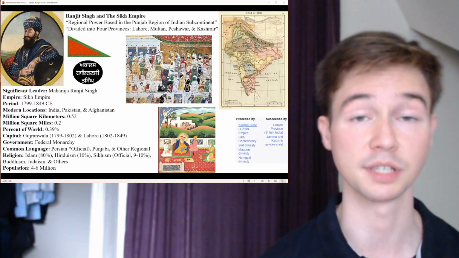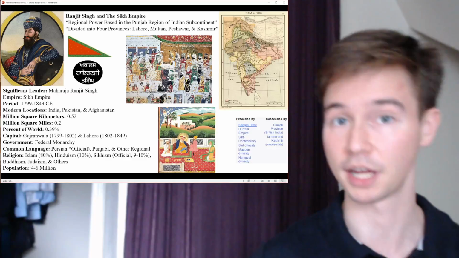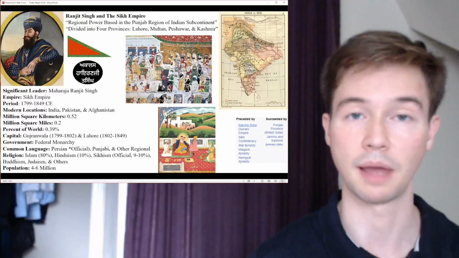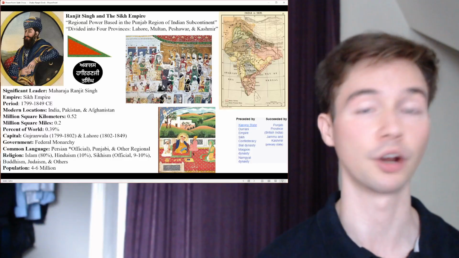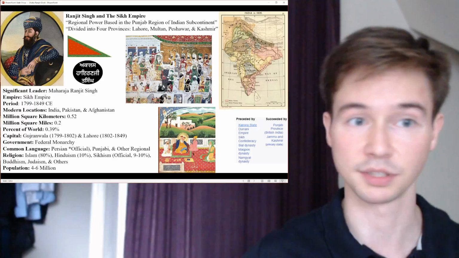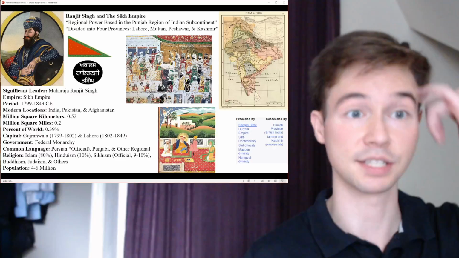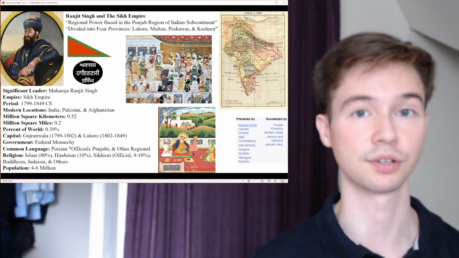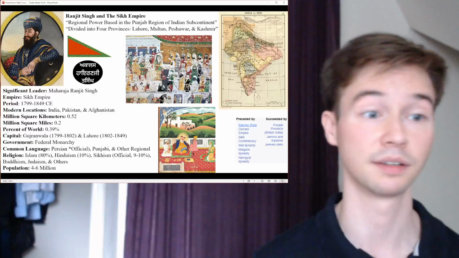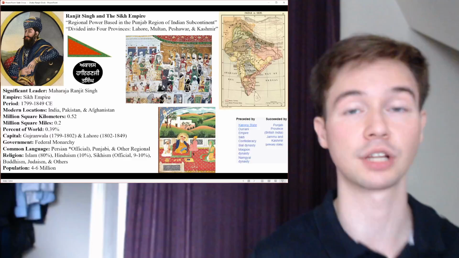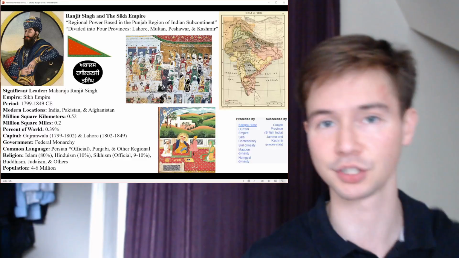Million square kilometers would be 0.52, so smaller than our average largest empire, but we only cover the largest empires, and once again Athens and Sparta were 0.01, so this is much, much larger, although perhaps less discussed, at least in Western educational systems, but nonetheless much, much larger. Million square miles equivalent would be 0.2, and percent of the world would be 0.39%, excluding Antarctica.